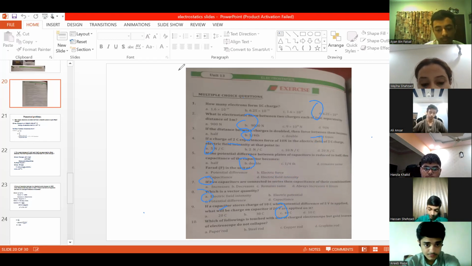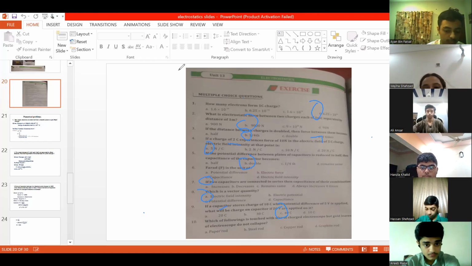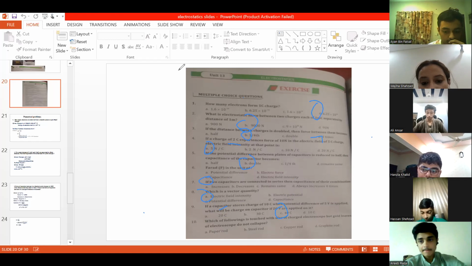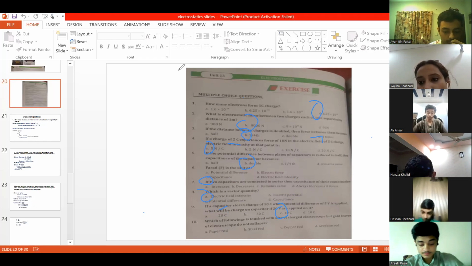Now, the MCQ number 10: which of the following, when touched with the disc of a charged electroscope, does not make the gold leaves of the electroscope collapse? The 4 options are given to you, tell me which option is right. Because if one of them is touched to this charged electroscope, the gold leaves will not collapse. Yes, boys, what will be the right answer? Option A is paper rod, option B is steel rod, option C is copper rod, and option D is graphite rod.